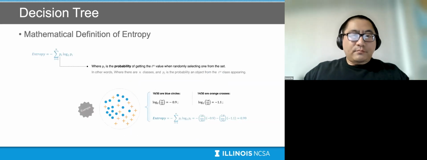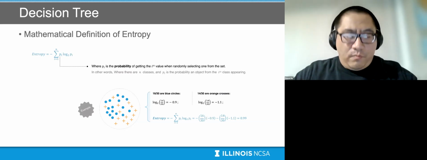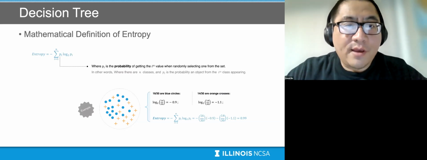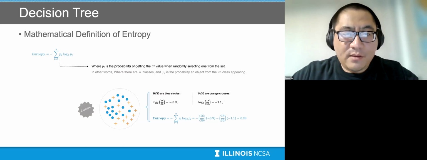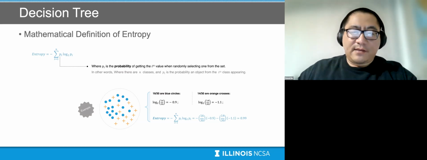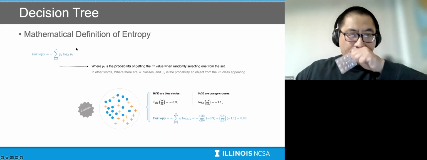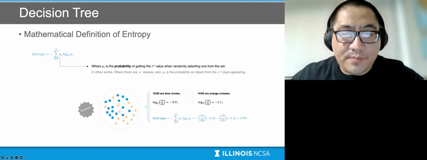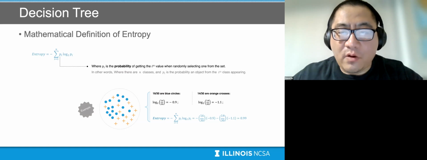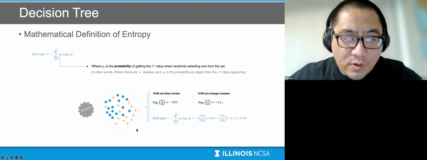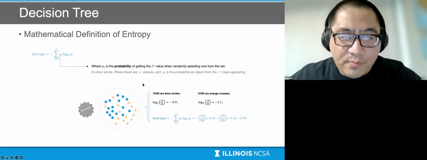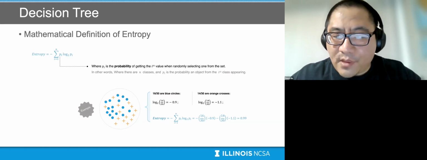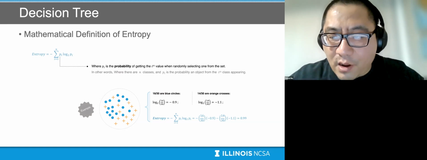So in building a tree, mathematically, how do we define entropy? Let's say here is the formula. The p_i is the probability of the ith value when randomly selecting one from the set. So here's an example. Inside this circle, we have exactly 30 data points, and 16 of them are blue circles, and 14 of them are orange crosses.